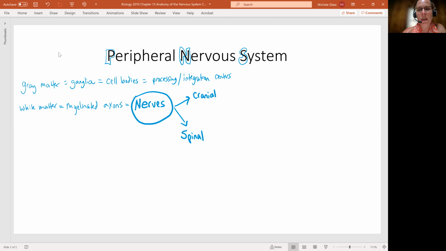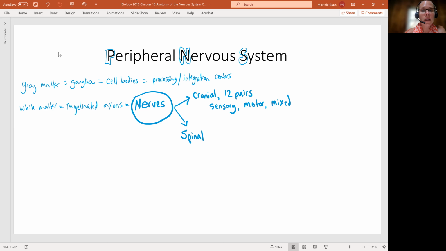And we're going to see we have 12 pairs. These are all assigned a name and a number. And we'll be learning that as part of our lab work. With our cranial nerves, they can be sensory nerves, meaning only sensory information is traveling. They can be motor nerves, meaning only motor information is traveling, or they can be mixed. And a mixed nerve is going to have both sensory and motor information traveling on the nerve.